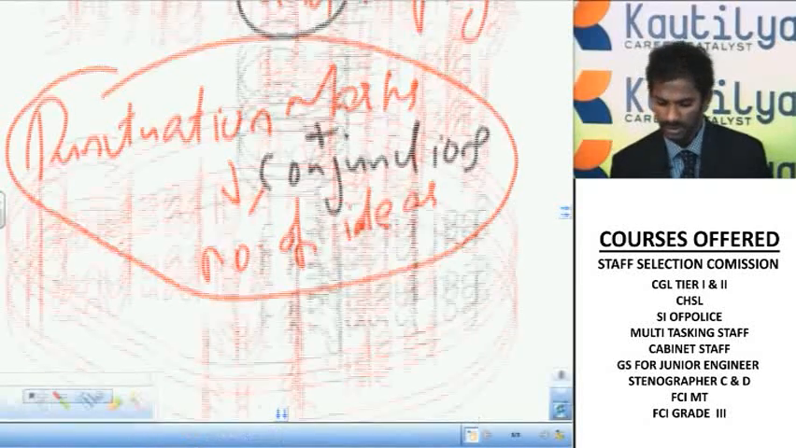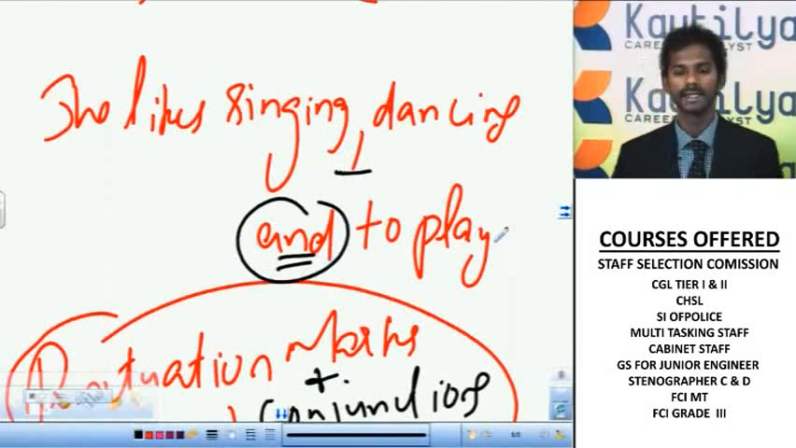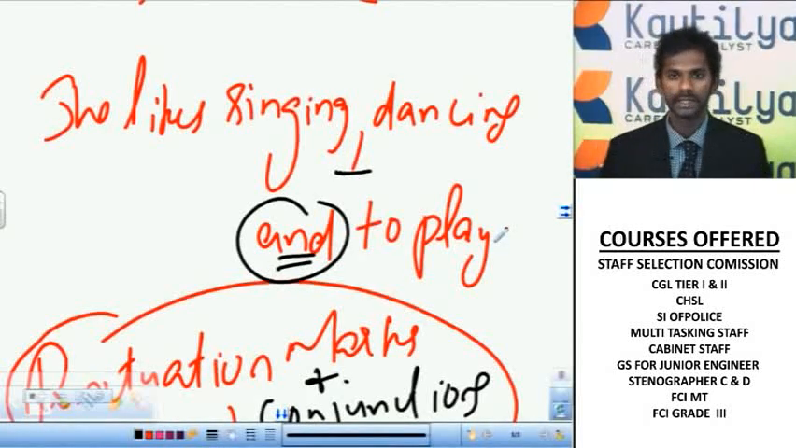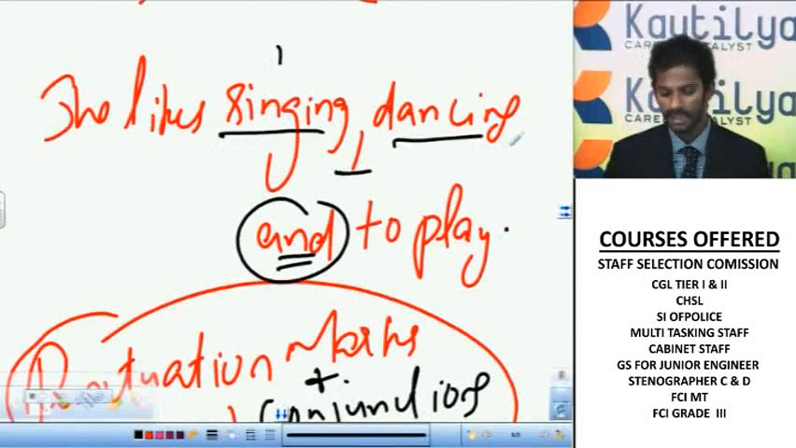So my sentence was, she likes singing, dancing and to play. I said there are 3 ideas in this sentence shown by the punctuation mark comma and the conjunction and. Anyway, a sentence should end with a full stop, no doubt in that. There are 3 ideas in this sentence. Singing is one idea, dancing is the other idea, and to play is the third one.